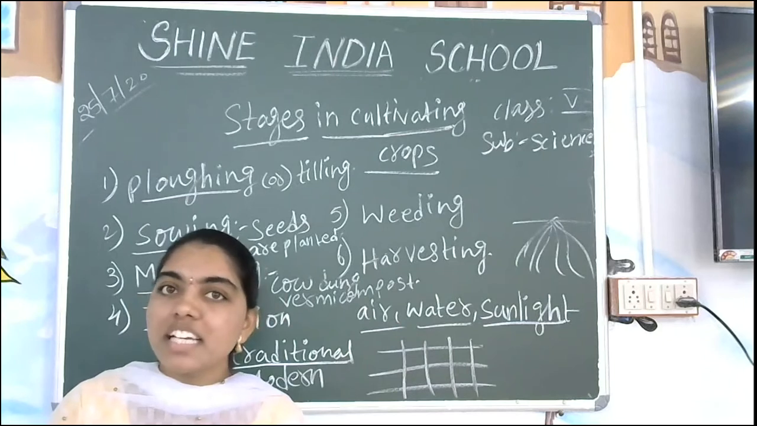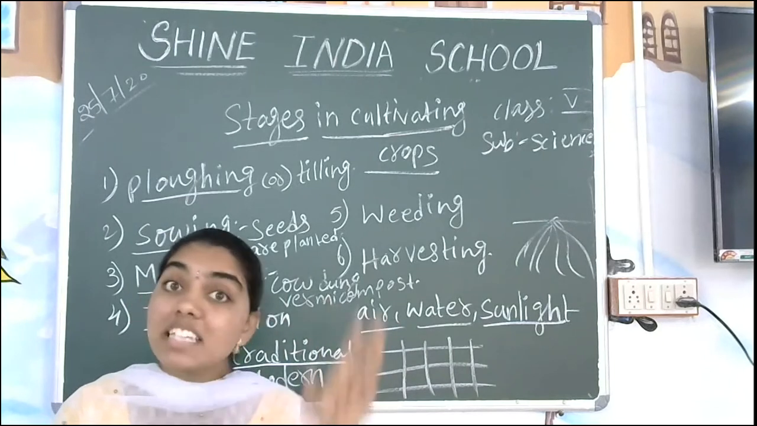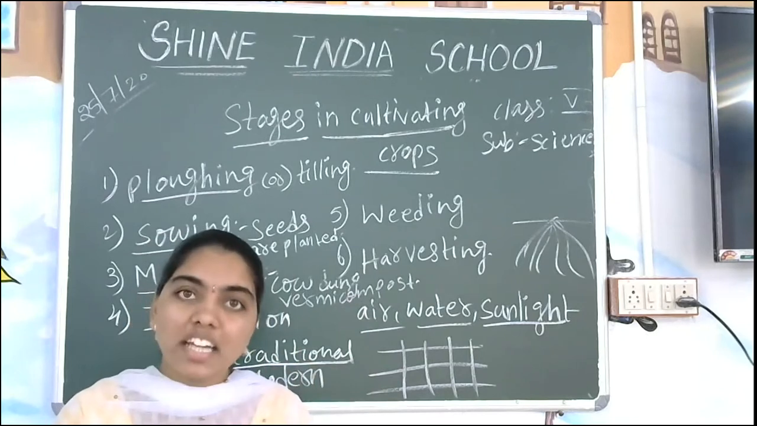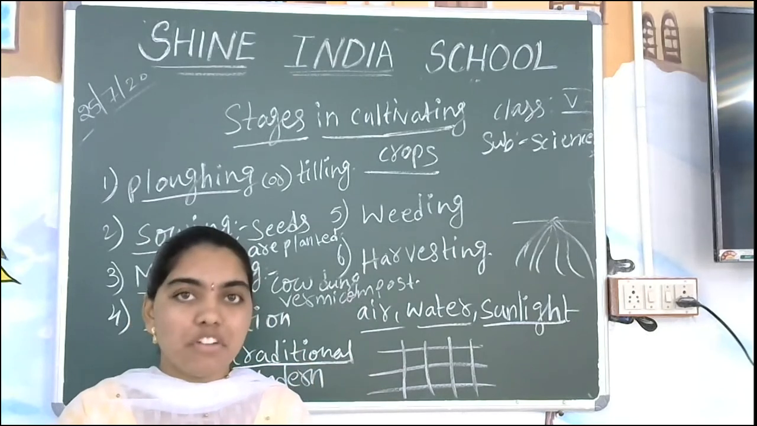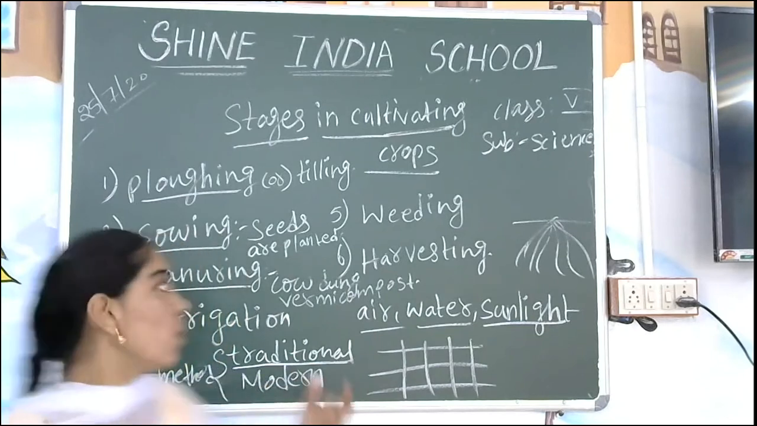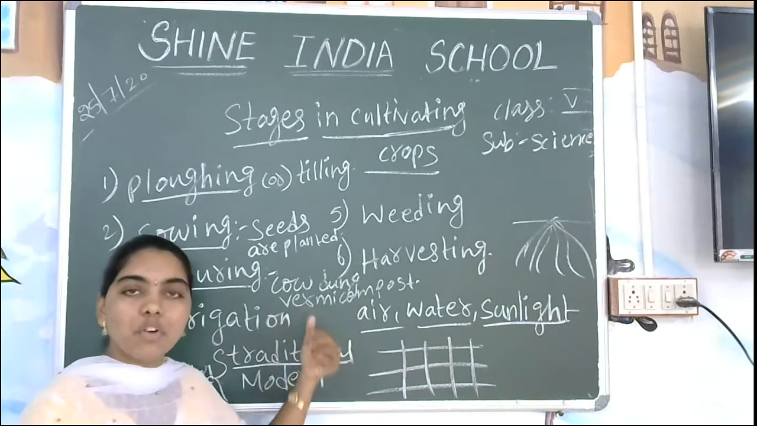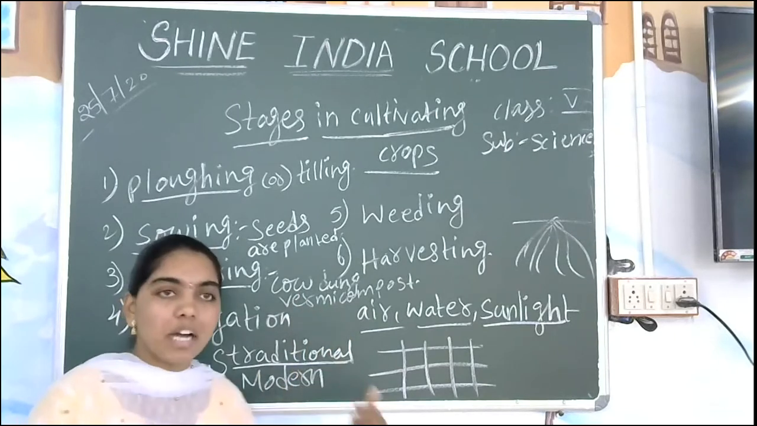In the afternoon we are eating lunch, and at night, chapati. We are changing the diet, right? The same way, the plant or the soil needs different types of nutrients. How are we going to provide them? With the help of manuring. Here, manuring has two types: cow dung and vermicompost.